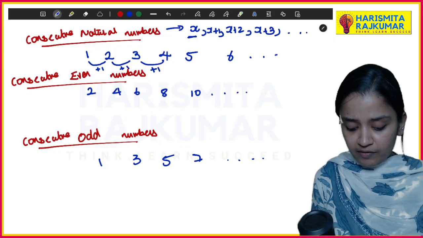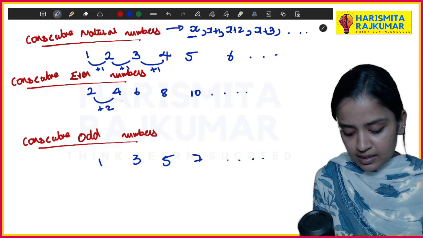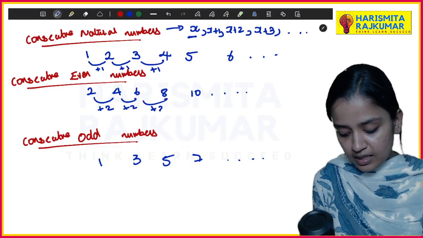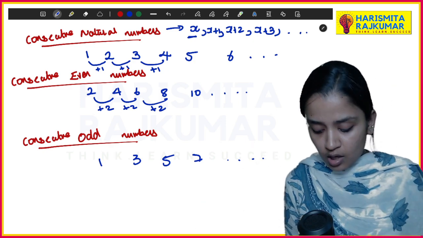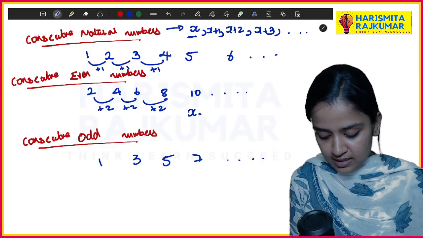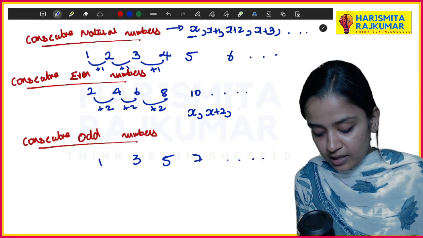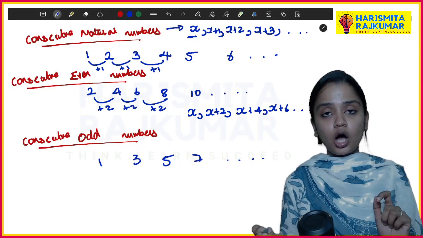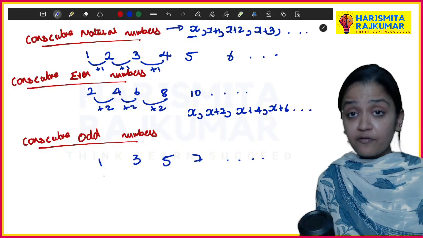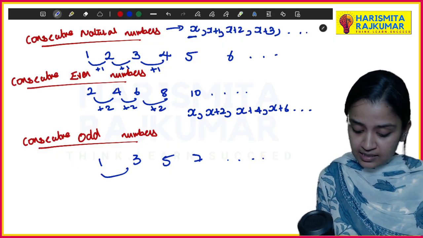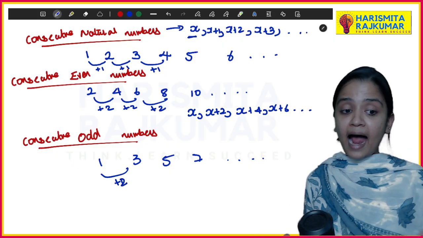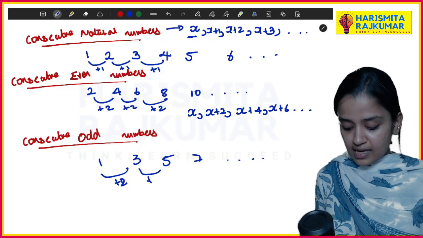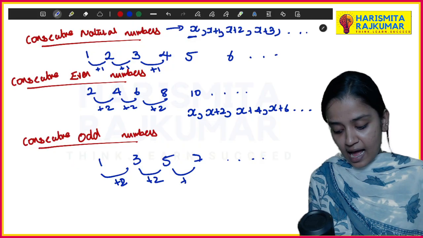Likewise, for consecutive even numbers, this is added by 2. So these numbers are added by 2 and it goes on and on. It will become x, then x plus 2, then x plus 4, then x plus 6. It goes on and on. Likewise, even here, it is just adding by 2. Again, it is adding by 2.